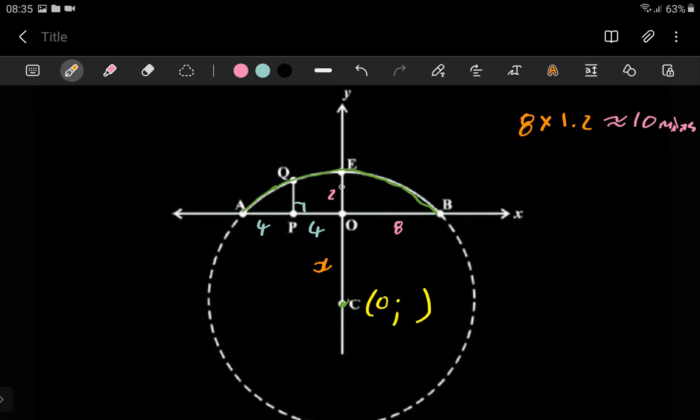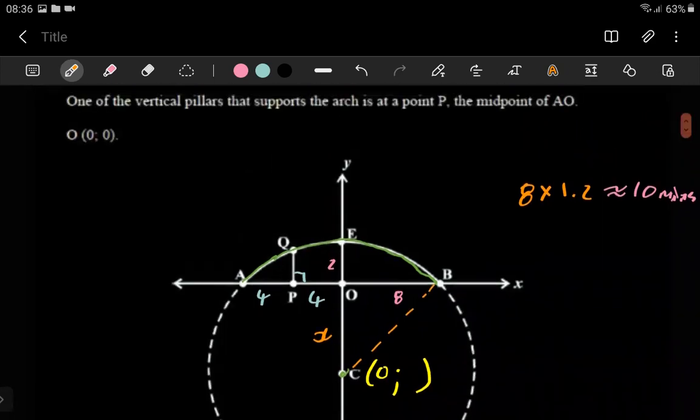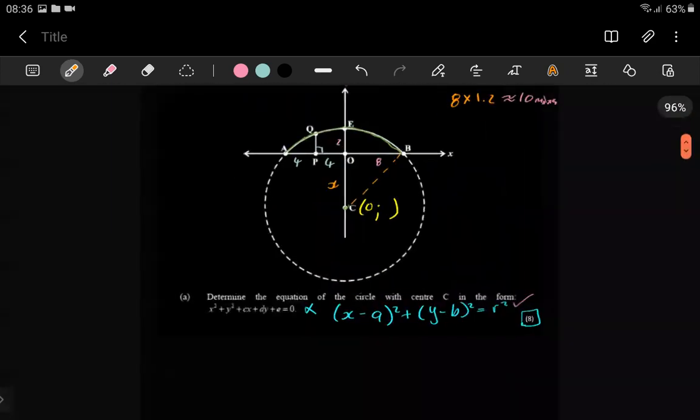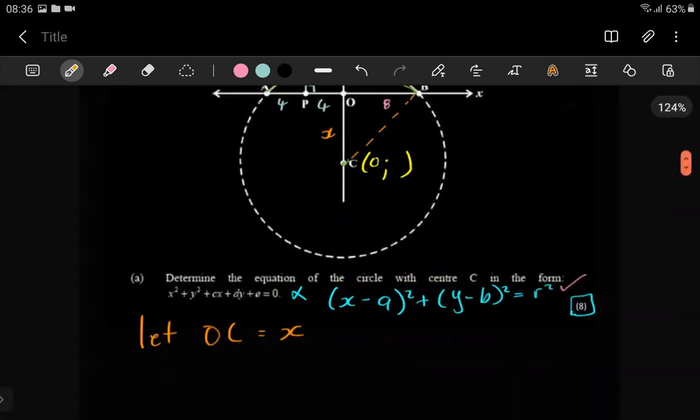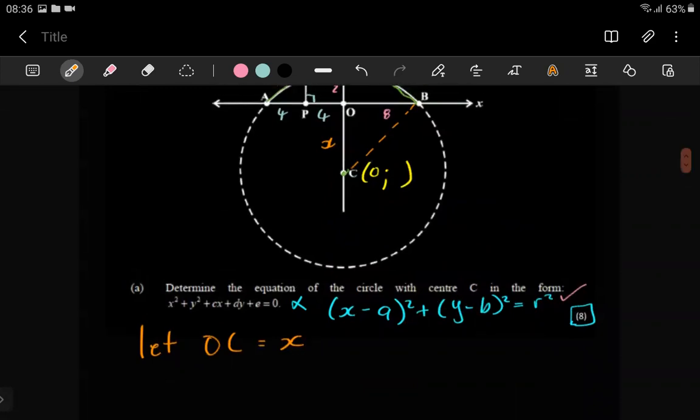Now, what that does for us is, you see, this is the whole radius. It's just 2 plus X. What we also know, I don't know why I removed that line, but I might as well put it back, is that this is also the radius. You see, BC is also the radius. So let's just write it down. Let OC be equal to X. If you don't write it out, it's fine, as long as you have it on your sketch, because your sketches are going to be on your answer sheet. So OC is equal to X, right?